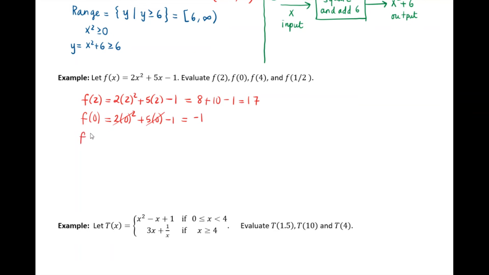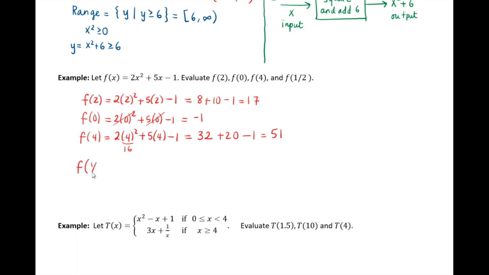So I'll look at f of 4. It's 2 times 4 squared plus 5 times 4 minus 1. See, I simply plug in 4 in the formula. So that's 16 times 2 is 32, because this is 16, plus 20 minus 1. So it's going to be 51. You may use a calculator to do these computations as well.